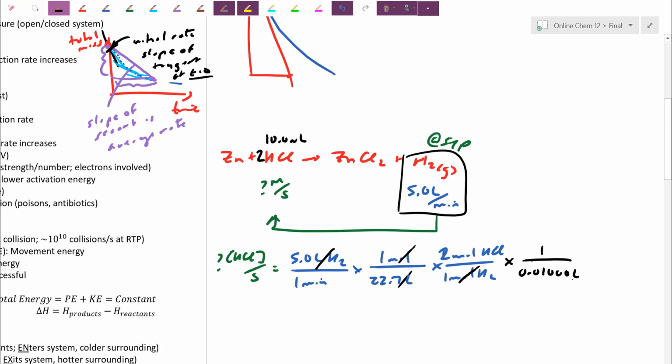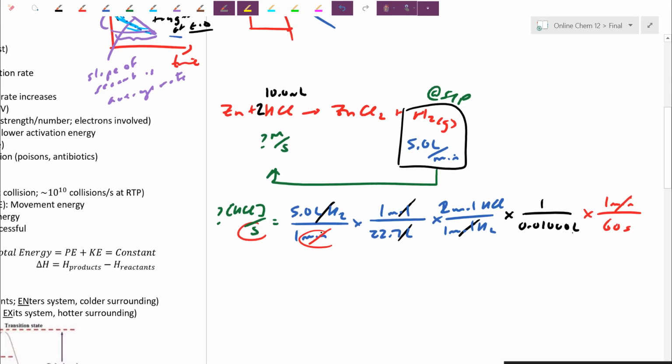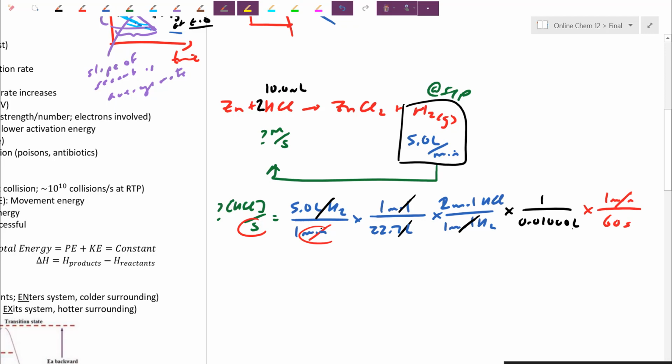That's a concentration of HCl. And I also need to get rid of this pesky minute. They just want it per second. So then we just go, well, for every 1 minute, it's also 60 seconds. So that minute there ends up canceling this minute here. Okay? So that's how we convert from one to the other.